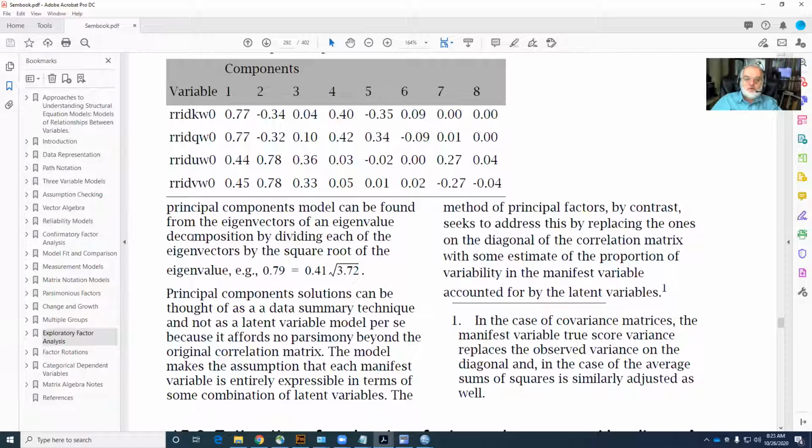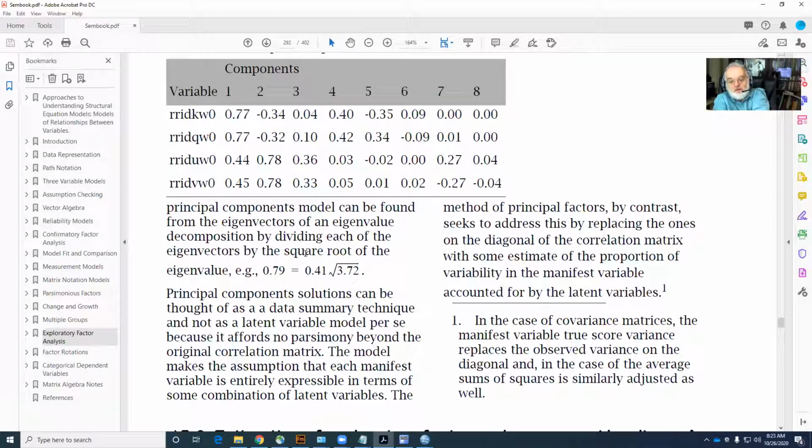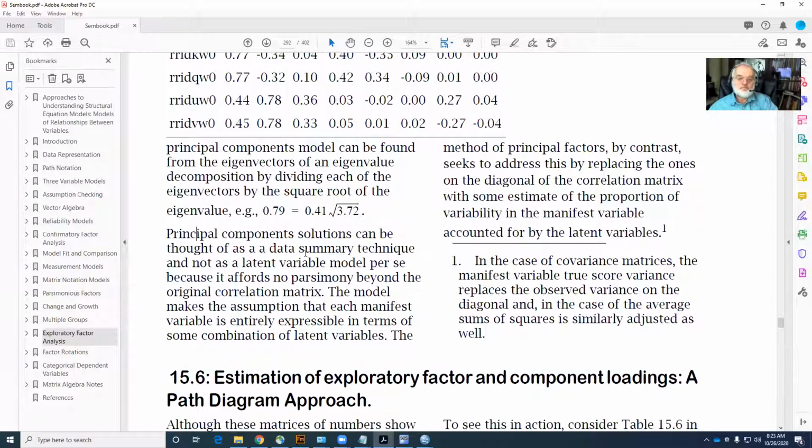So the component solution is a data summary technique. I have put 1s on the diagonal. I can, in principle, extract as many factors as I have manifest variables in the data set. And it's an automatic procedure. Computer programs spit them out automatically.